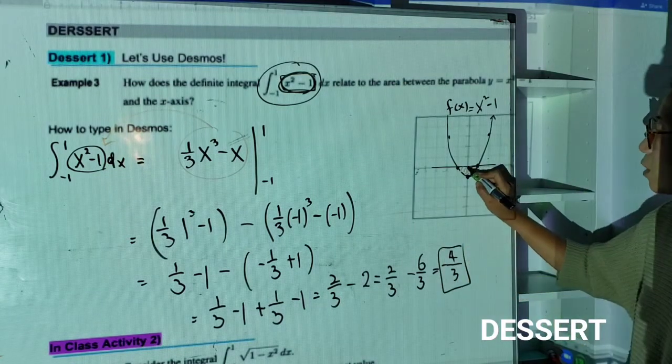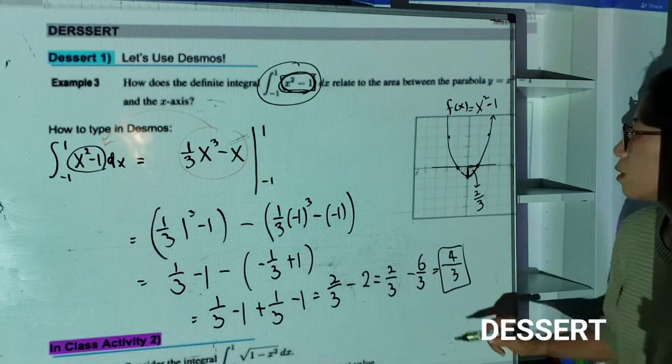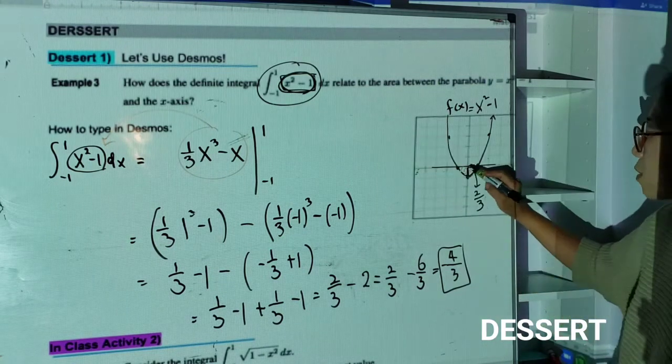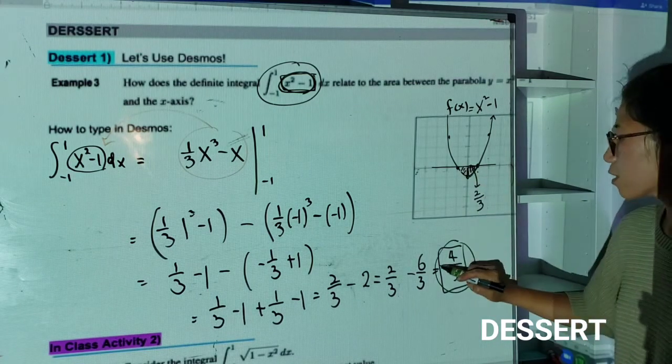So you can see that each piece, this one is actually 2/3. Is it pretty cool? Yeah. So if you have a graph here, this is a 2/3. Then this is 2/3. So together makes negative 4 over 3.